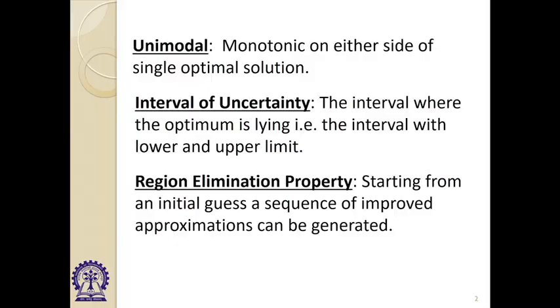But one thing is that we need to have the interval of uncertainty, and the function must be unimodal. Now, what is the interval of uncertainty? Interval of uncertainty refers to that interval where the optimum may lie, either maximum or minimum, whichever we are trying to find out. We are considering the function of a single variable x. Within the real line, if we have the lower limit and upper limit of the interval where the optimum may lie, then that is named the interval of uncertainty.